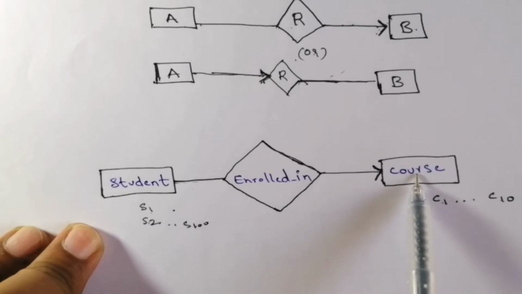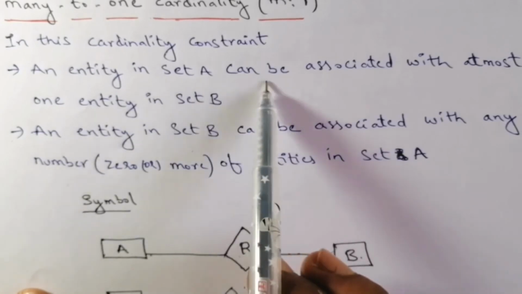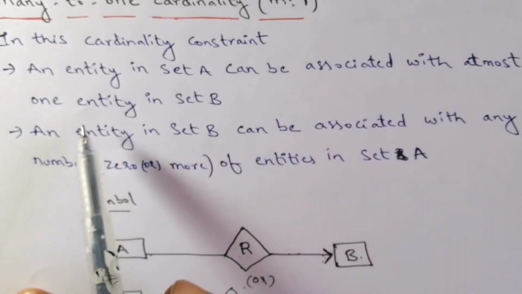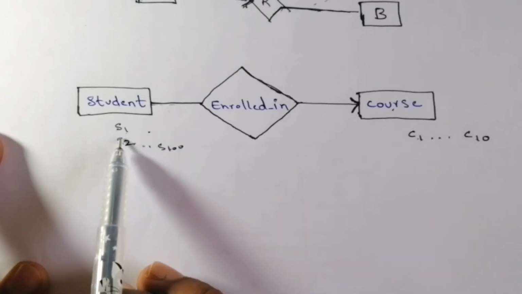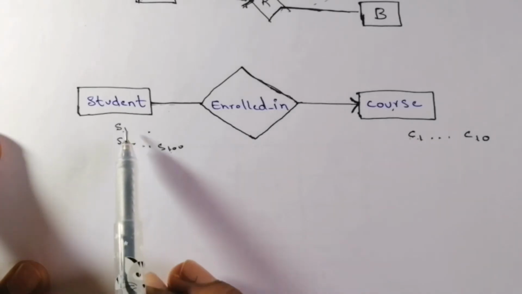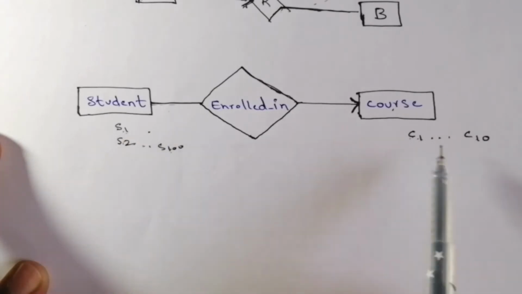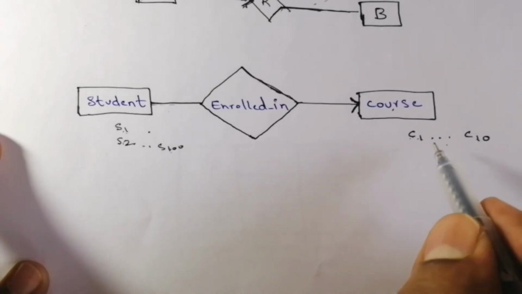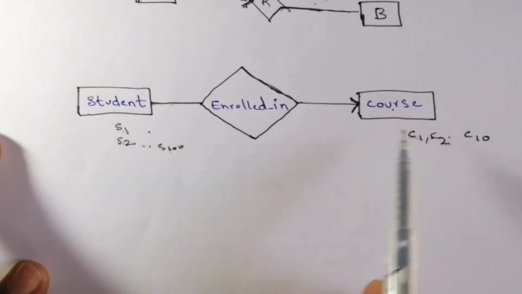So what is the condition here? An entity in set A can be associated with at most one entity in set B. So entity in set A is what? S1 to S100. So S1 can be associated with how many entities in set B? Only one entity. Means what? If S1 is related to C1, then he can't relate to C2, right? Have you understood the point? So if S1 is related to C1, S1 cannot take C2.